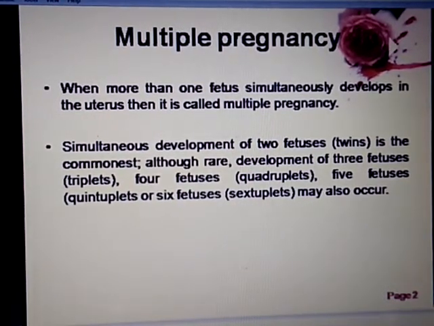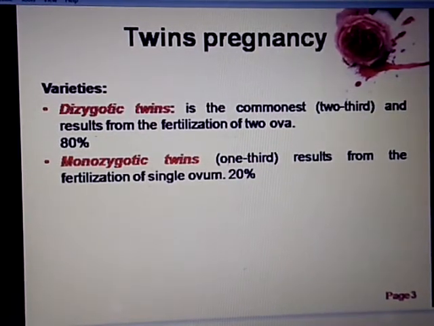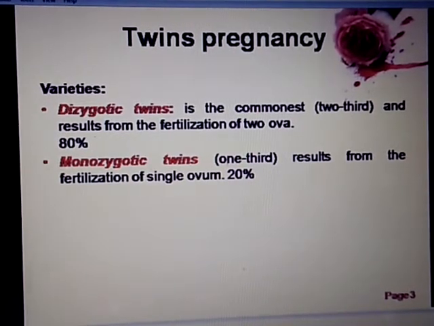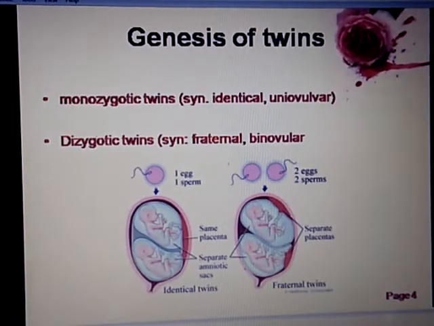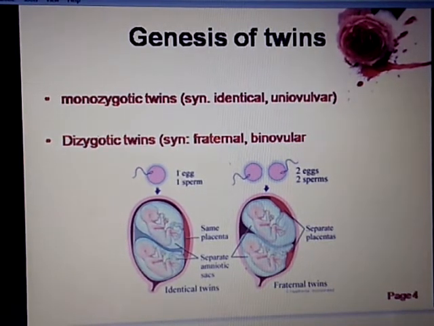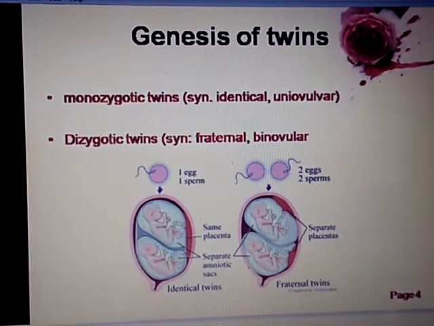The common variety of multiple pregnancy is twin pregnancy. In twin pregnancy there are two varieties: dizygotic, the commonest one at 80%, and monozygotic, at about 20%. Monozygotic twins are otherwise known as identical or uniovular twins. Dizygotic twins are otherwise known as fraternal or binovular twins.